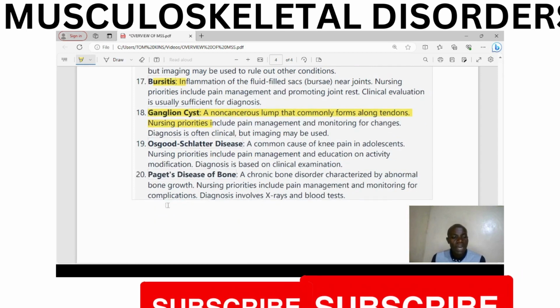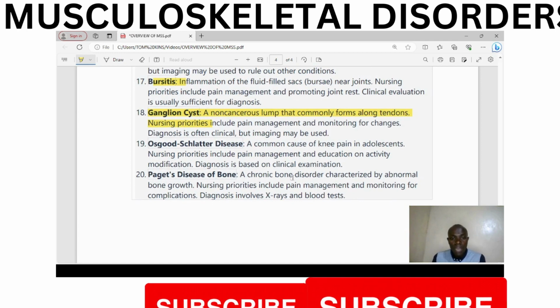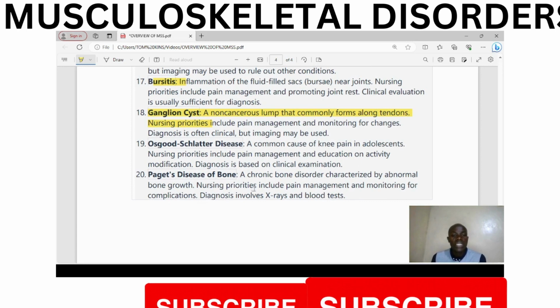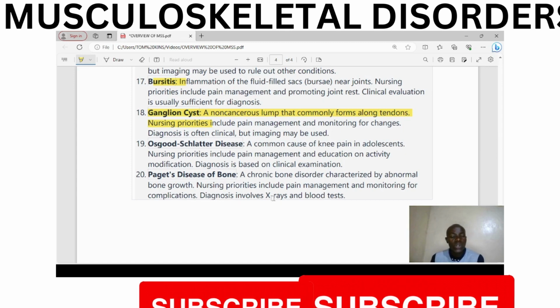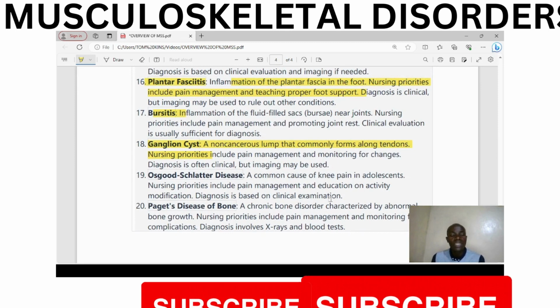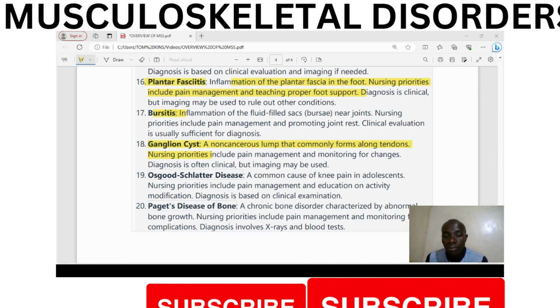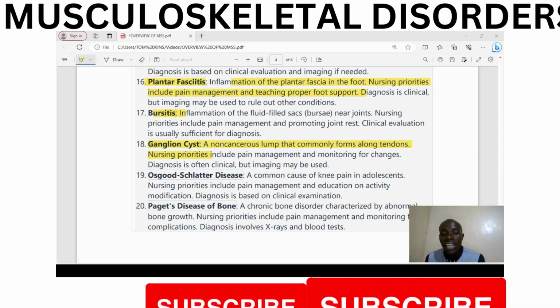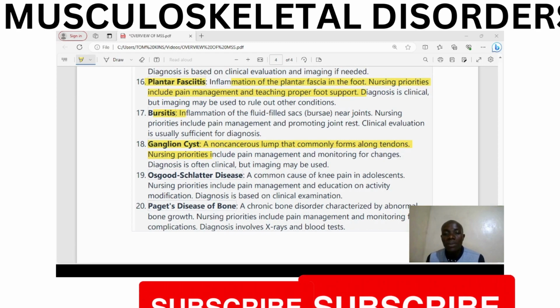Lastly, we have Paget disease, a chronic bone disorder characterized by abnormal bone growth. Nursing priorities will include pain management and monitoring for complications, and it can be diagnosed through X-ray and blood tests. So those are the different types of musculoskeletal disorders that we are going to cover in this topic, and we can start learning even from now. Starting with the differences between rheumatoid arthritis and osteoarthritis. Thank you so much and have a great time.